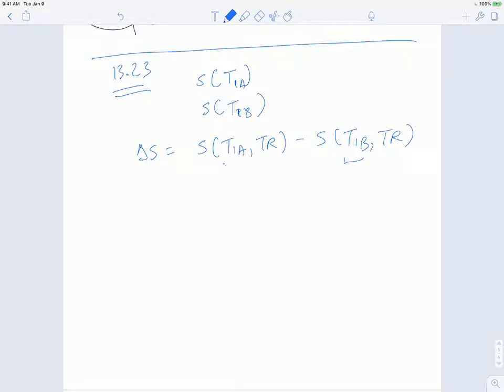So these are fixed. T1A and T1B are fixed for the problem. So you're just trying to see how this delta S varies as a function of TR and maximize it. So for this one, if you just do delta S over delta TR and find out where that equals 0, that's sufficient. So that gives you the maximum difference between your signals.